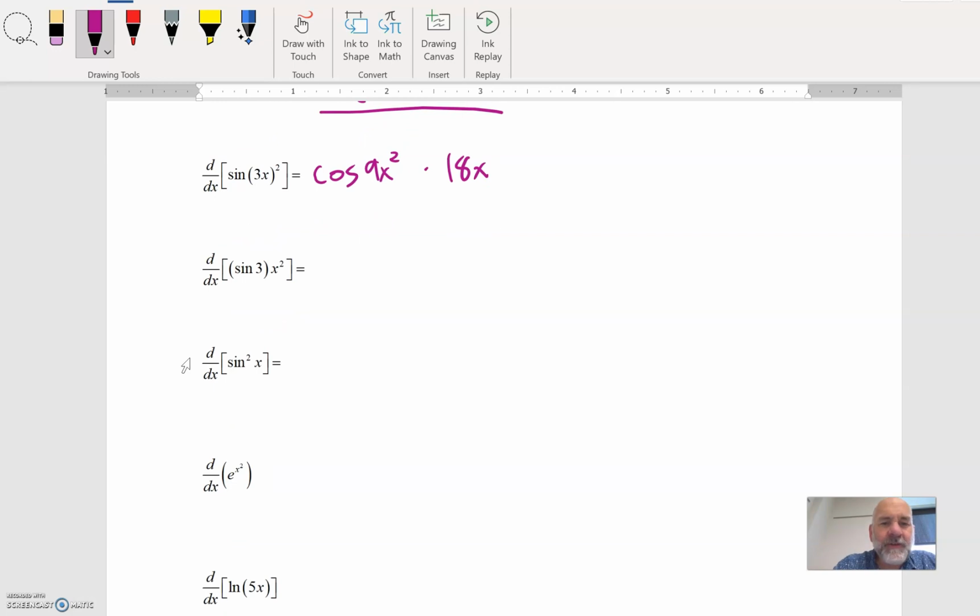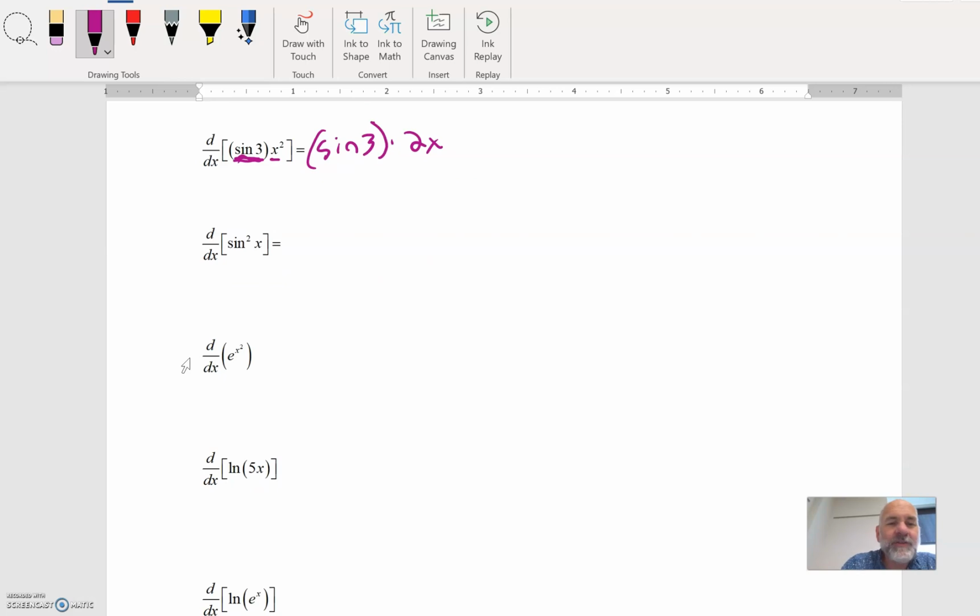All right, next one. This isn't chain rule at all, so that's what I'm messing with you on here. This is just a constant, because sine of 3, plug it in your calculator, you get an answer, remember 3 radians, times x squared. This is just the constant multiplier rule. So it would be sine of 3 times 2x.